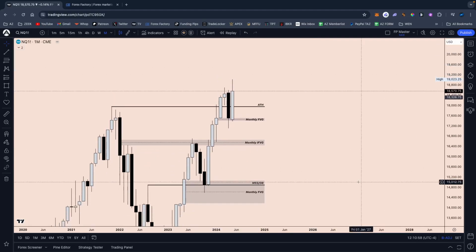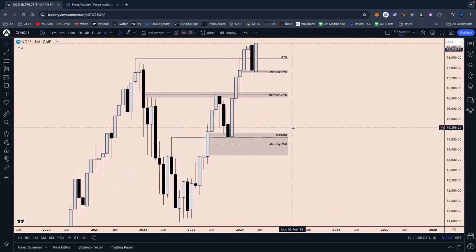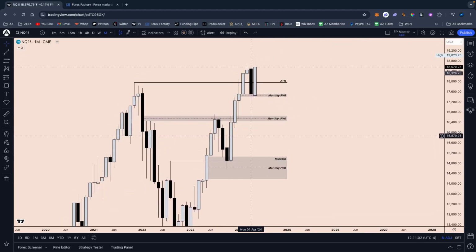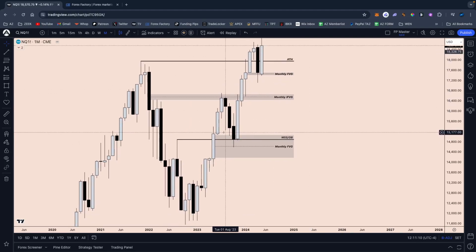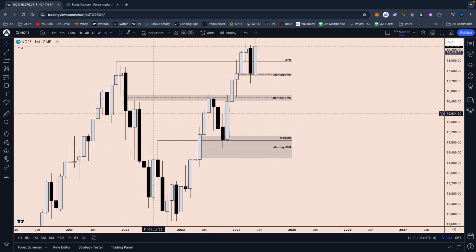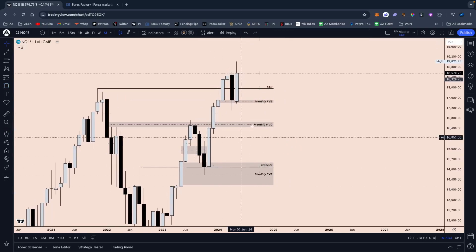Monthly fair value gap. There we go. Monthly fair value gap. We have another monthly fair value gap here. But this only gets interesting as a potential target in case we really turn around and close above the highest one. Similar to what happened right here. You might wonder why I'm not pointing out this fair value gap. Well, we could, but for the sake of what's happening right now, this is not really interesting.